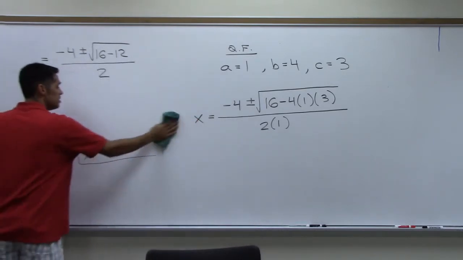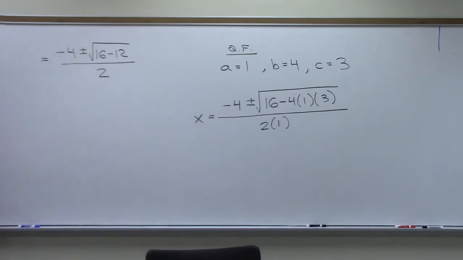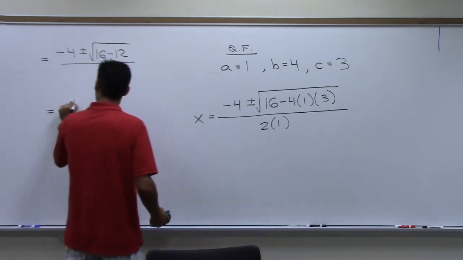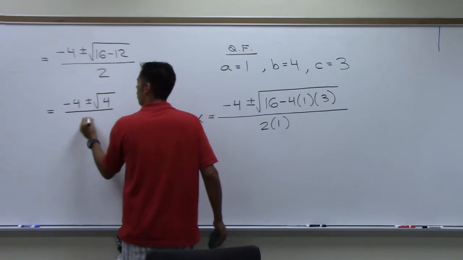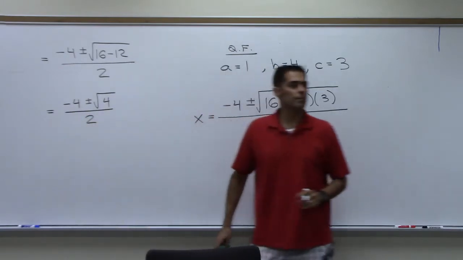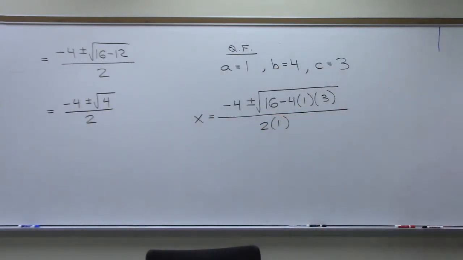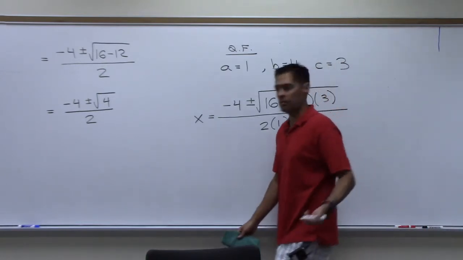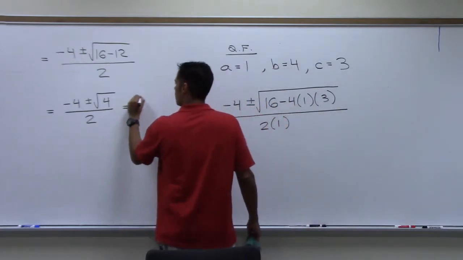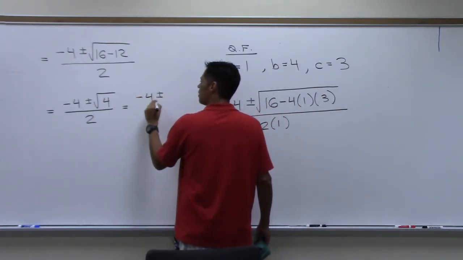And order of operations here, we're going to continue with what's in the radical first. 16 minus 12, 4. So we have negative 4 plus or minus square root of 4 over 2. You all right? Okay. Now what? 2 is the square root of 4, yes. So square root of 4 is 2. So negative 4 plus or minus 2.